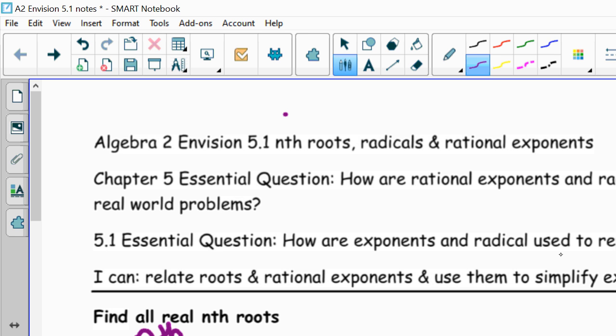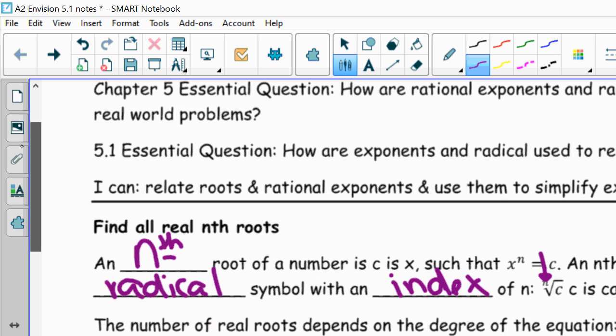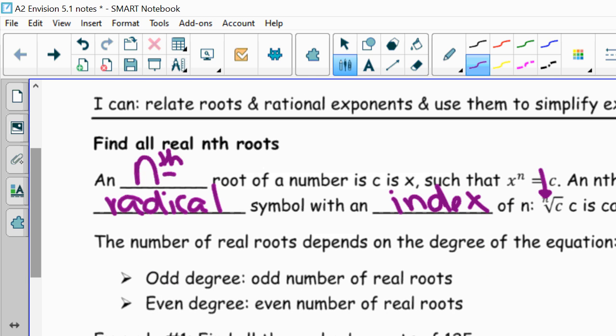All right. So the number of real roots is going to depend on the degree of the equation. If you have an odd degree, like a cubed root, a fifth root, a seventh root, a ninth root, so your n is an odd number, you will have an odd number of real roots. If you have an even degree, so if you're looking at a square root, a fourth root, a sixth root, you will have an even number of real roots.